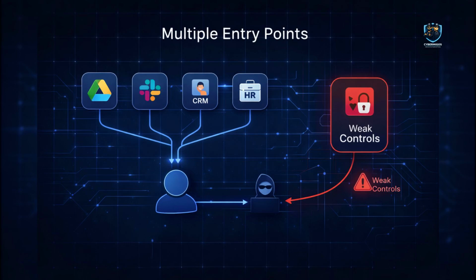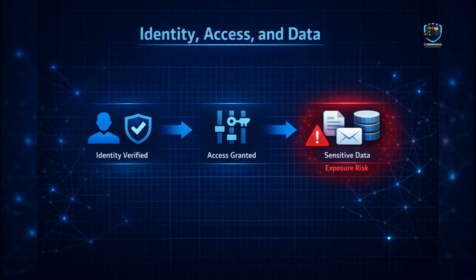SaaS changes the security model completely. Traditionally, security focused on protecting systems inside a network. But with SaaS, the system is no longer yours. The infrastructure is external, the application is external, and access happens over the internet. So the problem shifts from protecting infrastructure to controlling identity, access, and data.